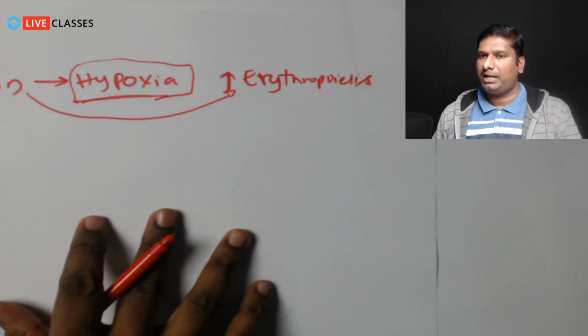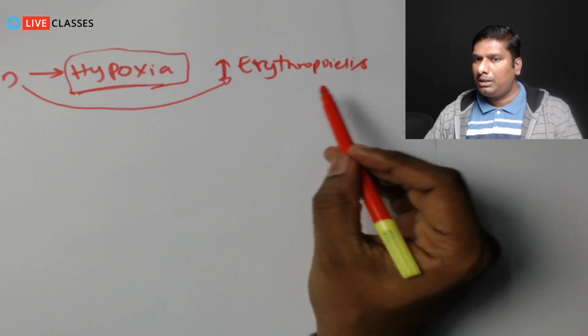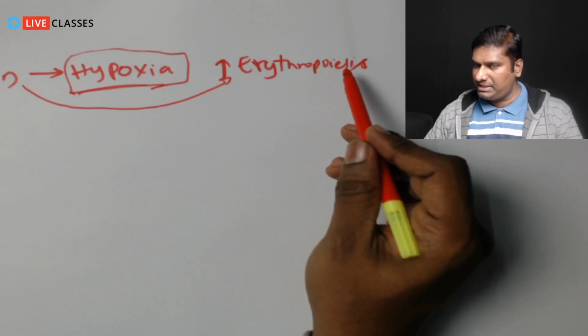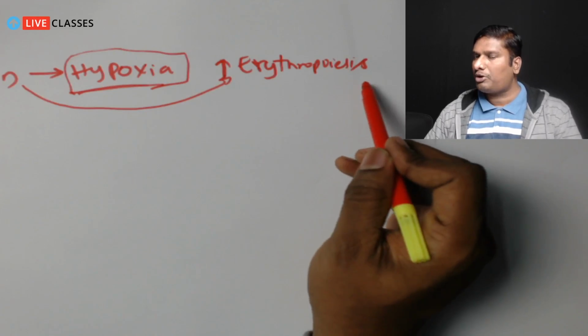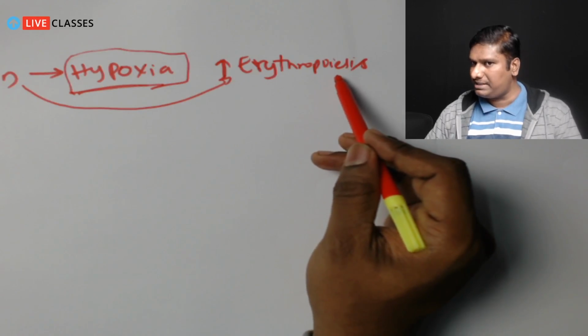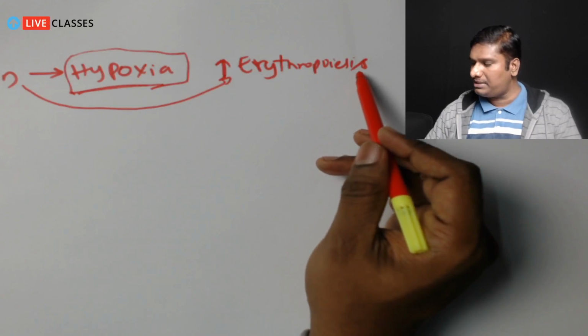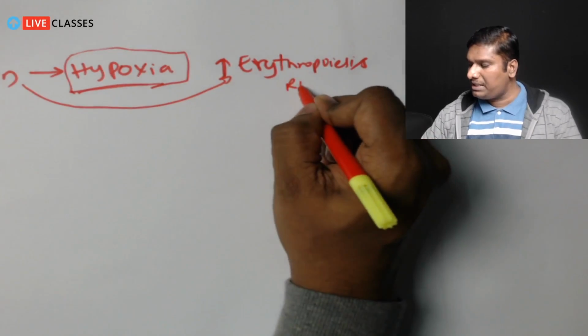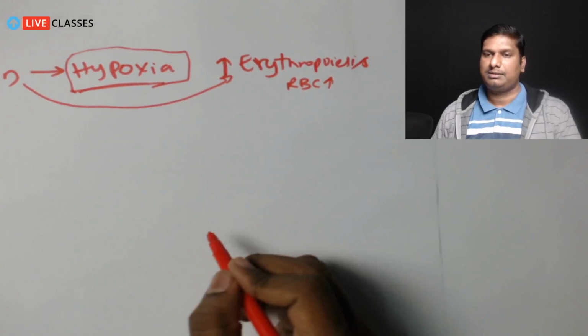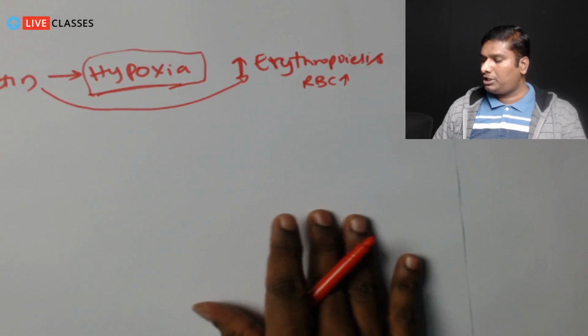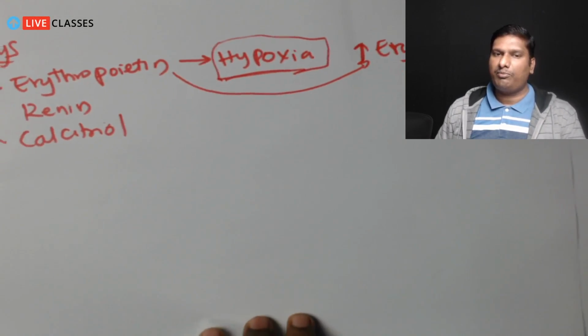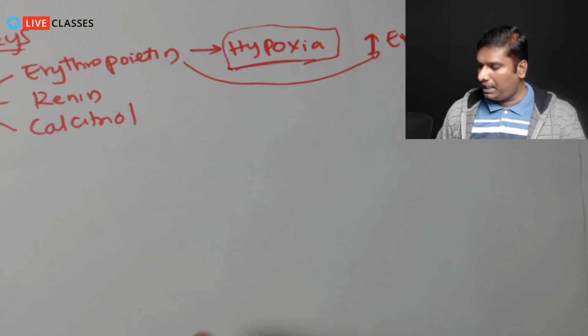Erythropoiesis is nothing but the process of making RBC. It stimulates the formation of RBC. Therefore, the RBC levels will rise. So erythropoietin basically stimulates the synthesis of RBC, or makes more and more RBC.